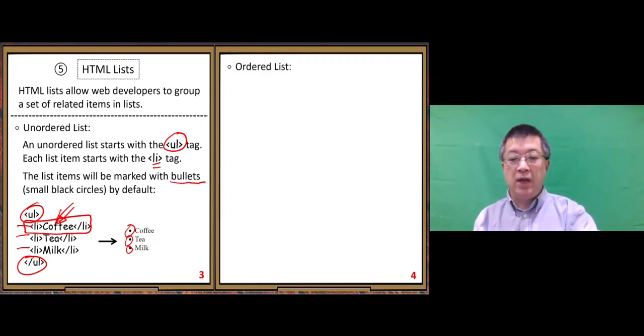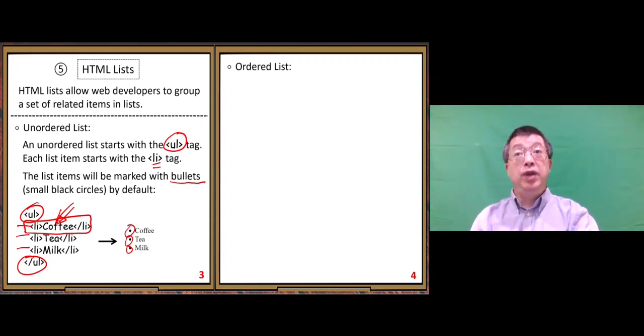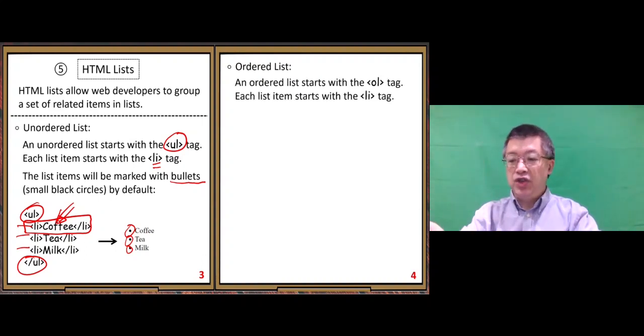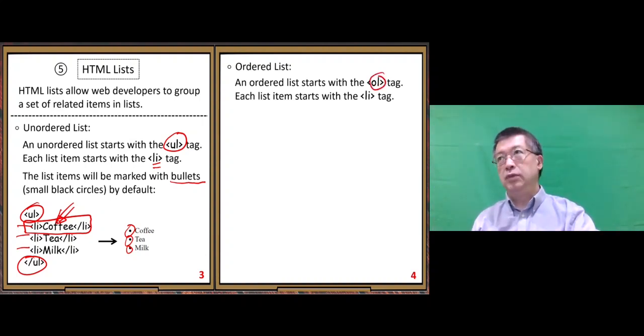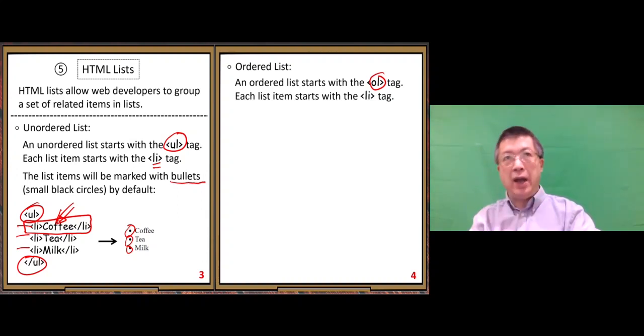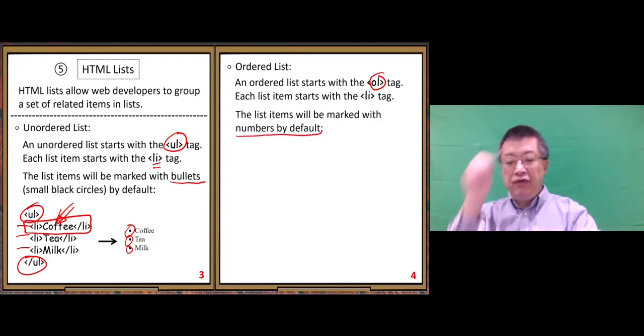That's the first type. Second type, ordered list. Sometimes we need those order numbers. So we can do that. The only difference is we change UL to OL. That's simple. The structure is exactly the same, only change 1 character in the list tag. With numbers by default.